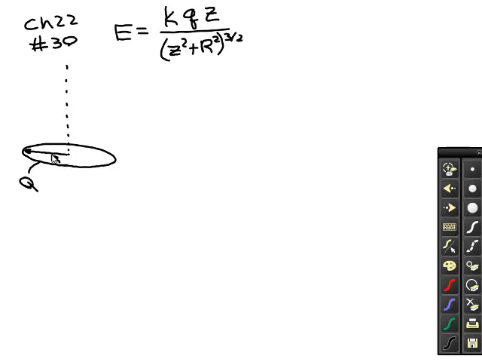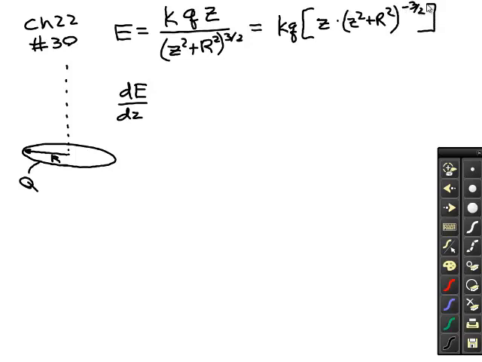Are you ready? Ready for some street calc? All right, here we go. So I'm going to say dE dZ is what I'm after. Now, I do hate the quotient rule with great hatred. So I'm going to take E and change it to KQ times Z times Z squared plus R squared to the negative 3/2 power. Just because I'm stubborn.